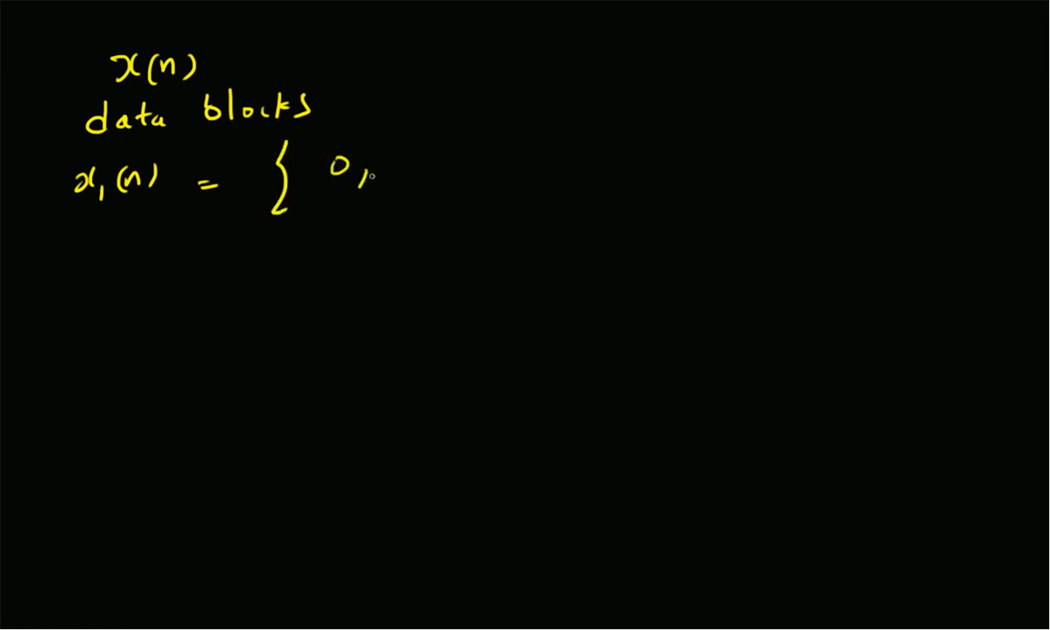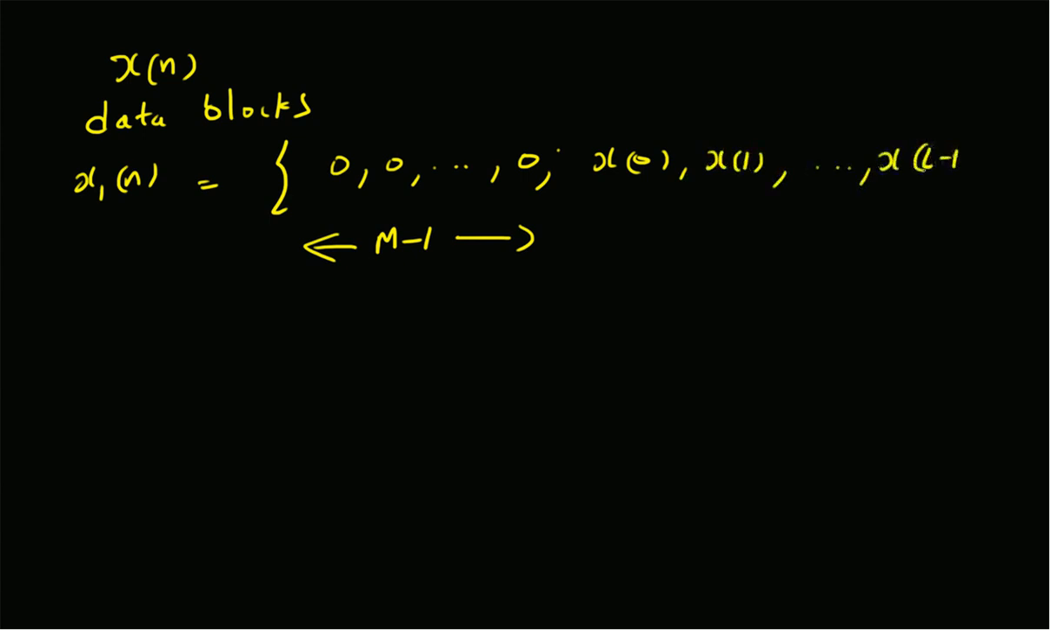So let us look at the specific structure of the input sequence. Given the sequence x of n, the first data block will be x1 of n, which will consist of the following values. The first M minus 1 terms will simply be zeros, and then we have x of 0, x of 1, and so on up to x of L minus 1. That is, the first L values from the input sequence x of n are sent to x1 of n, the first block.